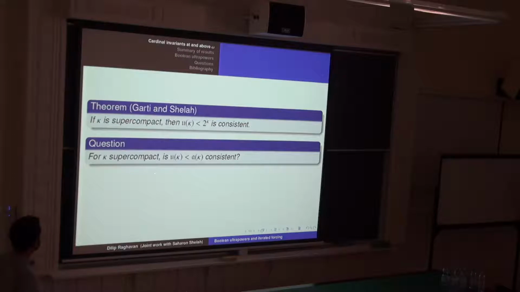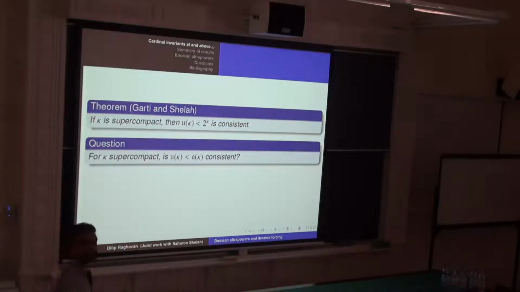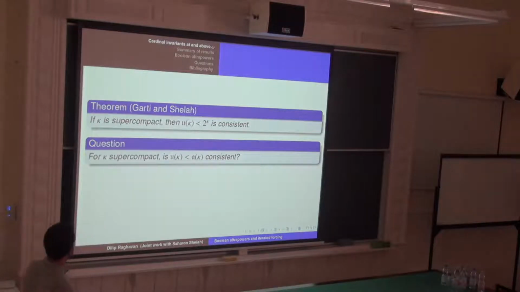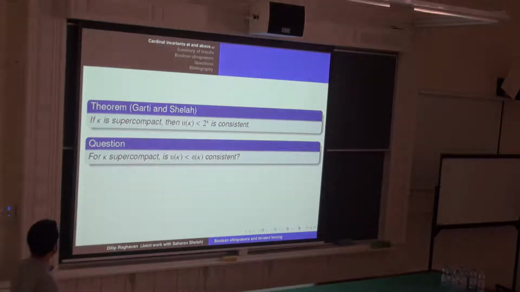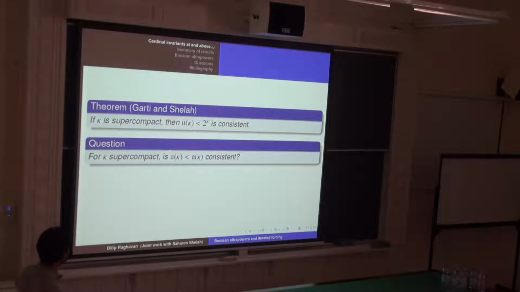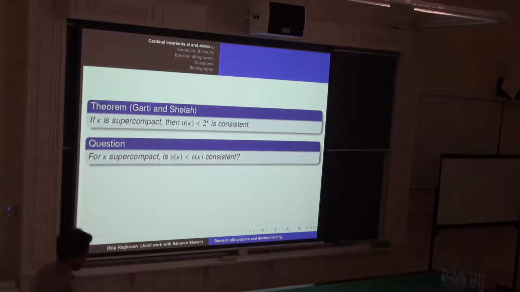So another motivating question was, in the same vein of generalizing the methods of Shelah to larger cardinals: at a supercompact cardinal, can you get the consistency of U less than A?